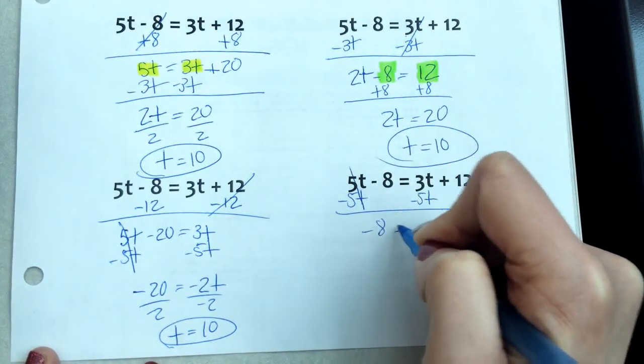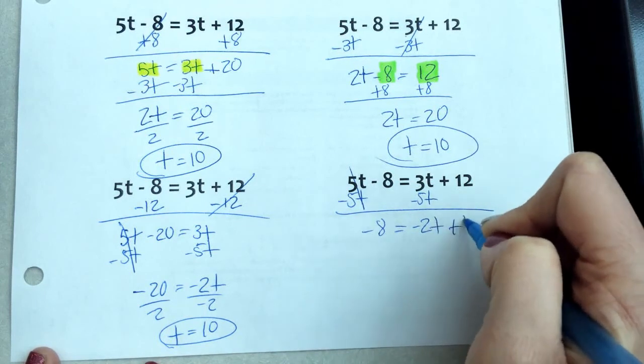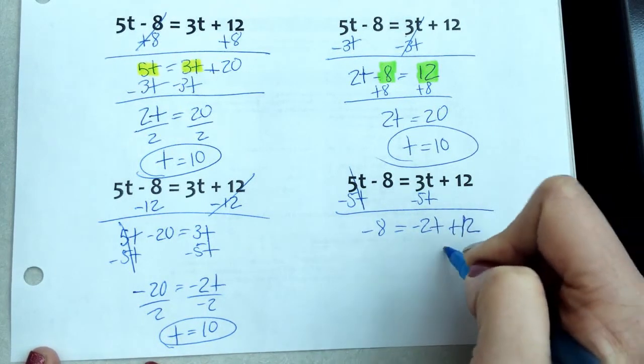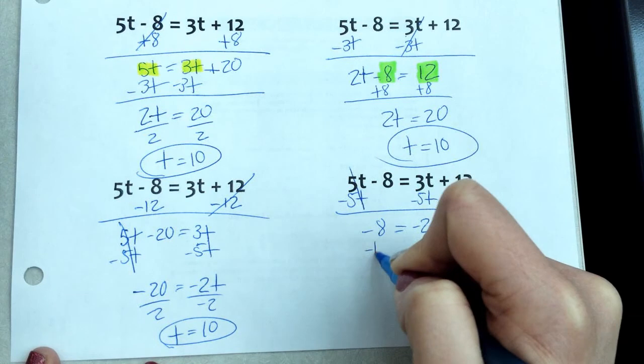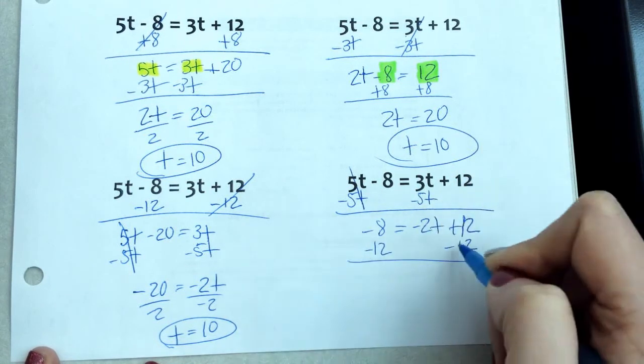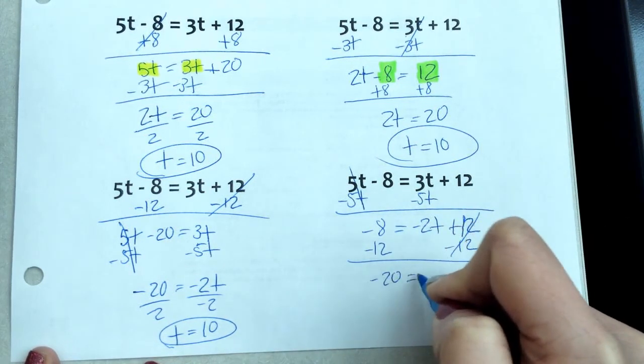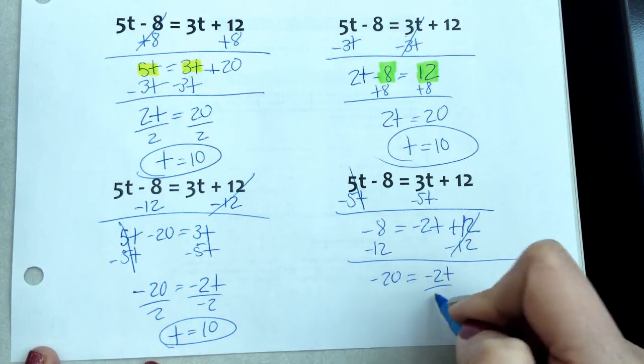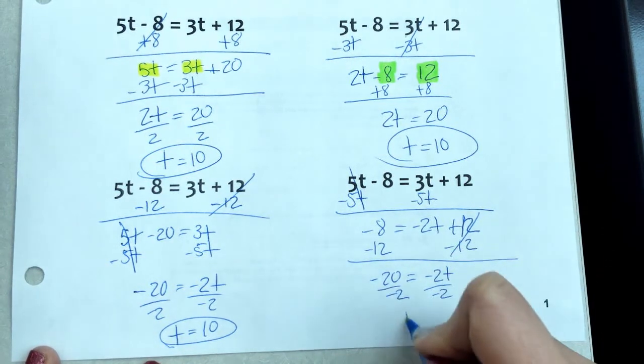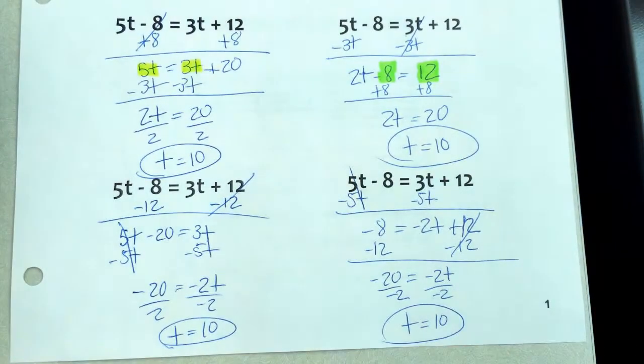So I have negative 8 is equal to negative 2t plus 12. Take away my 12 on both sides so that I get my constants on the same side. Negative 20 is equal to negative 2t. Divide, and then once again I get t is equal to 10. So no matter how you're solving this problem, you're going to get the same answer. Okay?